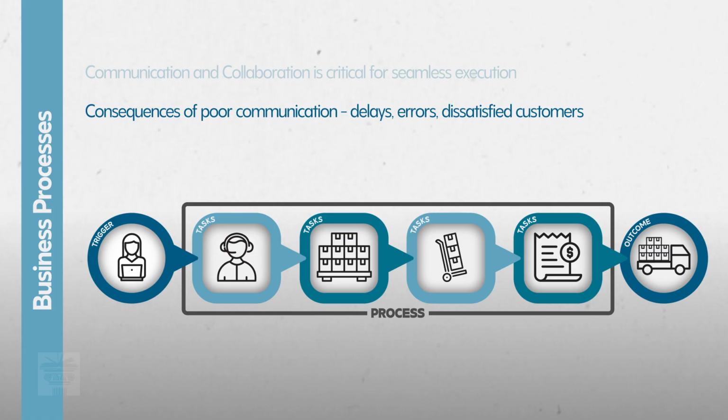For example, if the customer order isn't properly communicated to the warehouse, the shipment may be delayed. Similarly, if order and shipment details don't reach the accounting department accurately, billing and payment processes could be disrupted. Successfully completing a process depends on coordinated efforts across all functional areas involved.